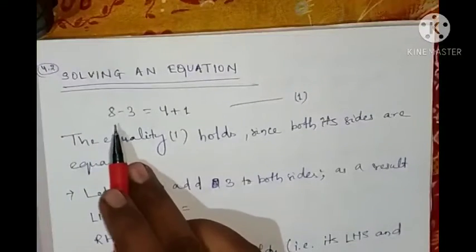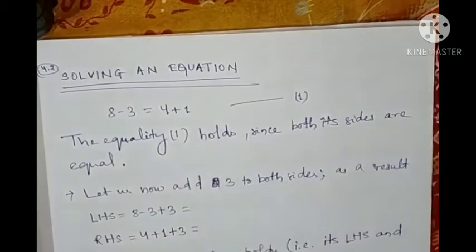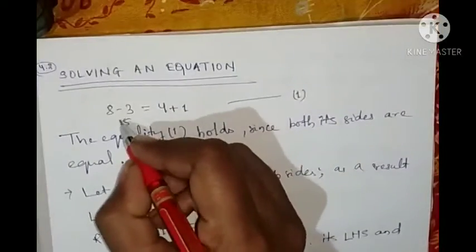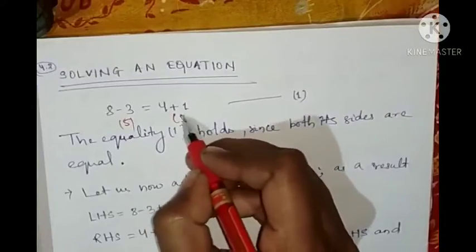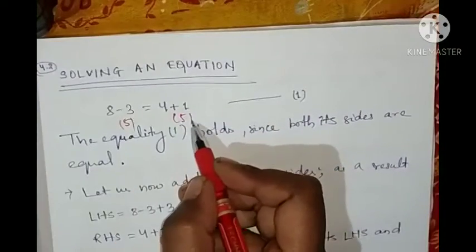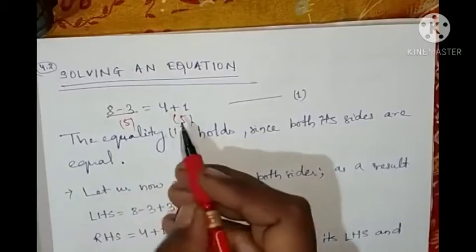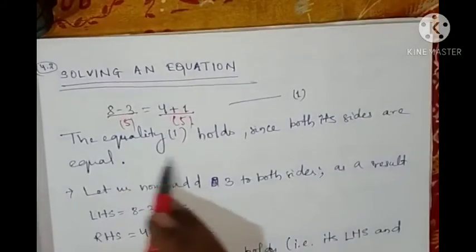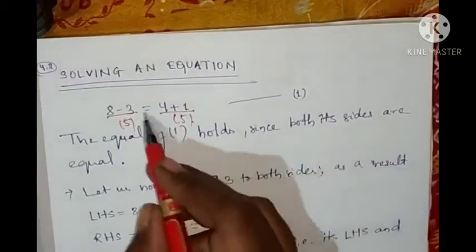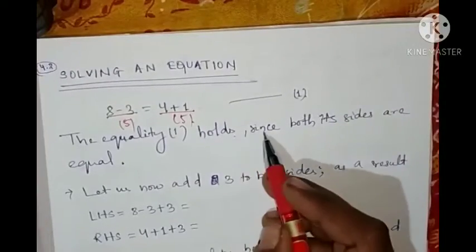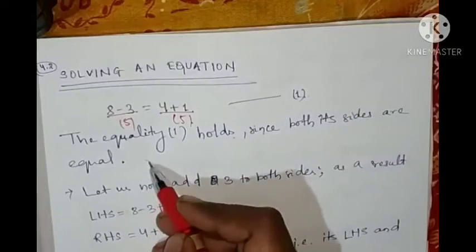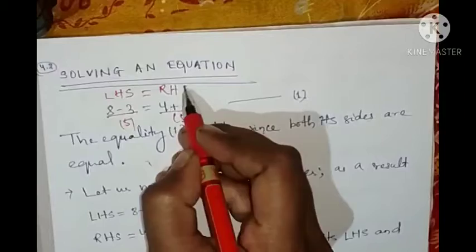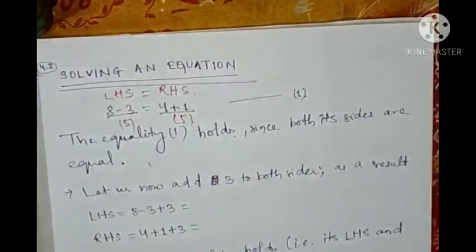So here you are seeing 8 minus 3 equal to 4 plus 1. You know 8 minus 3 is 5, and 4 plus 1 is 5. So 5 is equal to 5. If you write 8 minus 3 or 4 plus 1, both are equal. This is an equality. It holds since both sides are equal. Here LHS is equal to RHS because their values are the same.